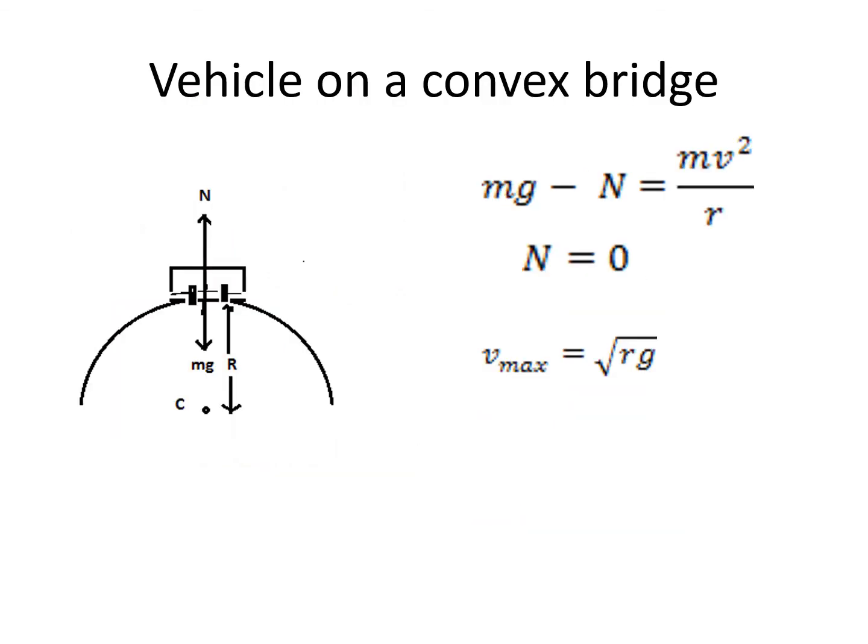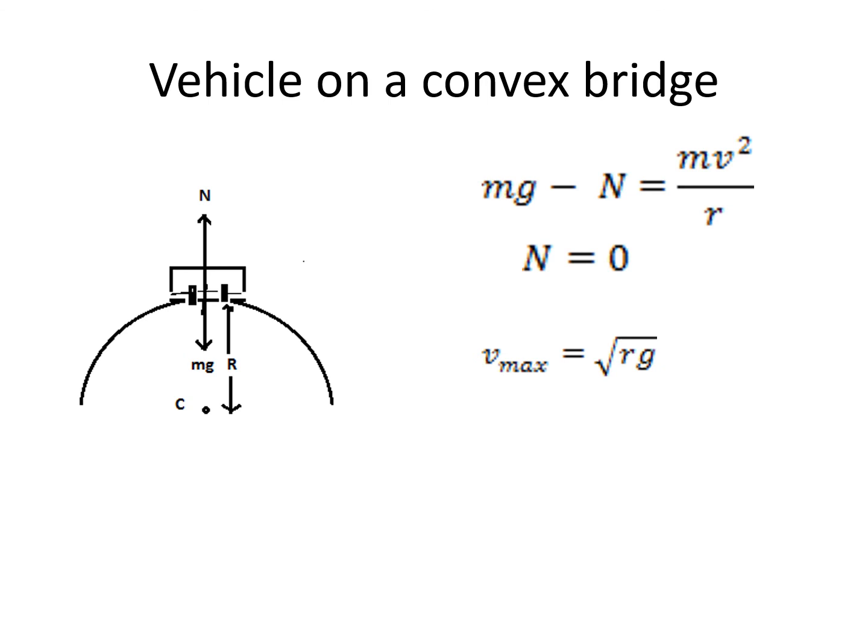Next application is vehicle on convex bridge. You can see the vehicle is on the top of the convex bridge. The forces acting on the vehicle are its own weight mg acting vertically down and the normal reaction N acting vertically up. So on the highest point of the convex bridge, I can write down the equation as mg minus N providing the necessary centripetal force as mv square upon r.